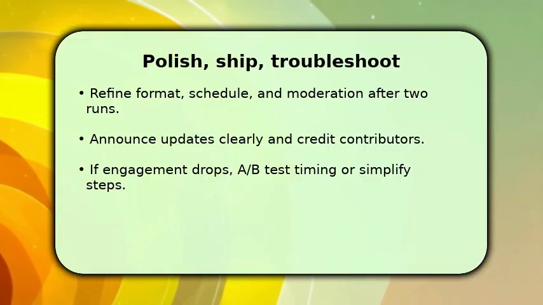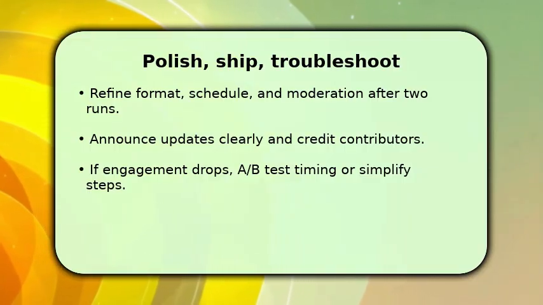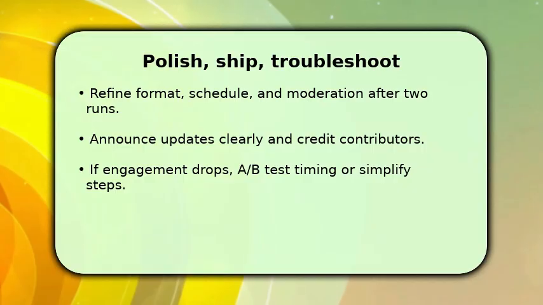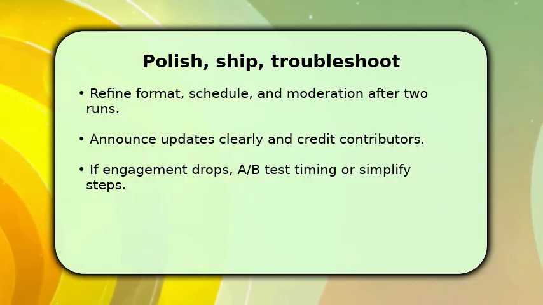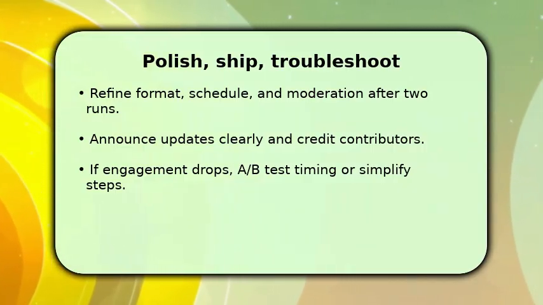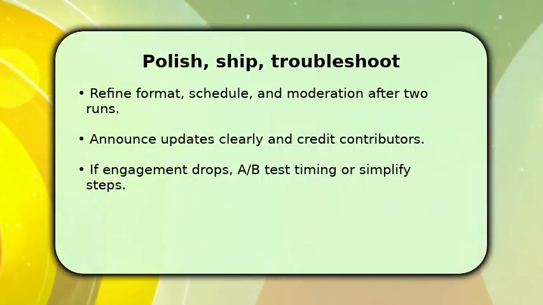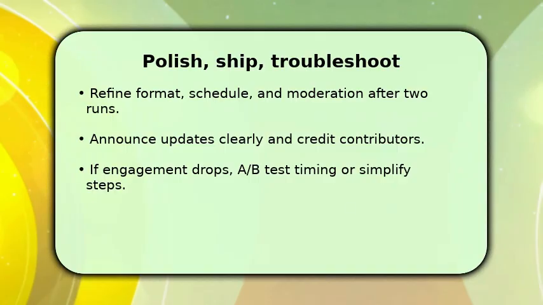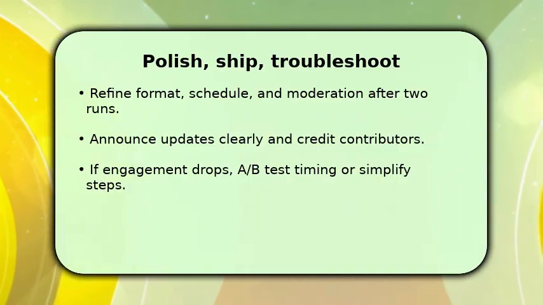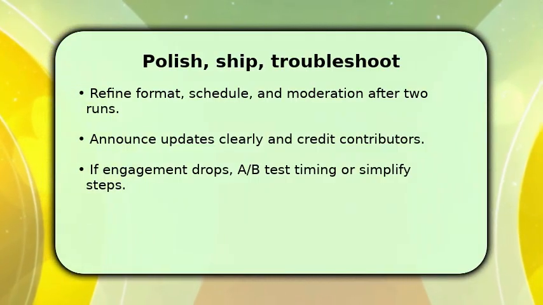If engagement drops, isolate variables. A/B test posting time, simplify participation steps, or reduce required tools. One small friction often suppresses activity. Make sure to monitor logs and bot errors. Fixing a broken webhook or permission issue usually restores participation quickly.